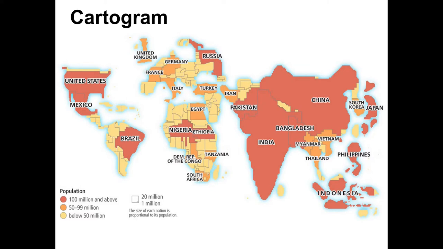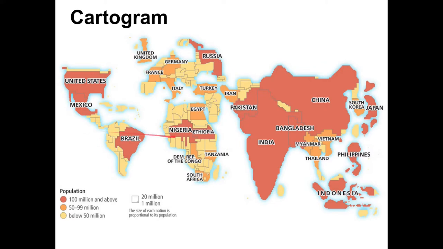This map is called a cartogram. Cartograms are diagrams, they're maps, but the size doesn't represent the physical size. With a cartogram, in this case, the physical size of each country represents the size of the population, not the physical area of the country. So I think cartograms are really fun. They're often very useful. They challenge our assumptions.